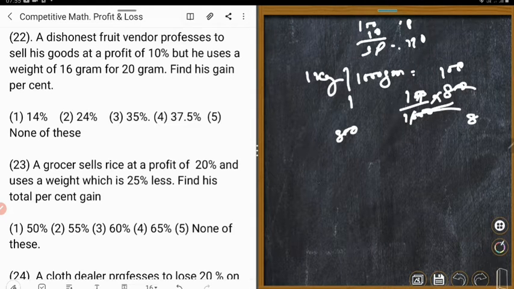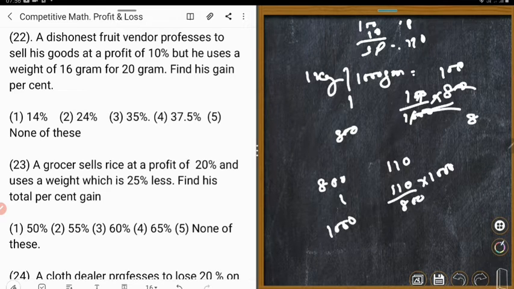So 800 gram is sold at 110. 1 gram is equal to 110 upon 800. Therefore 1000 into 110 upon 800. Zeros cancel. 5, 2, 5, 2, 4, 2... is equal to how many?